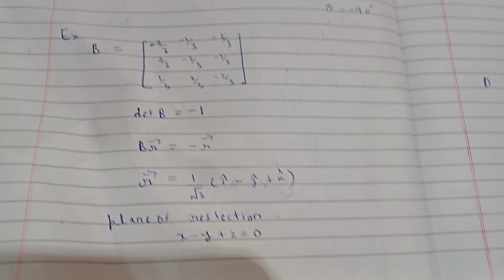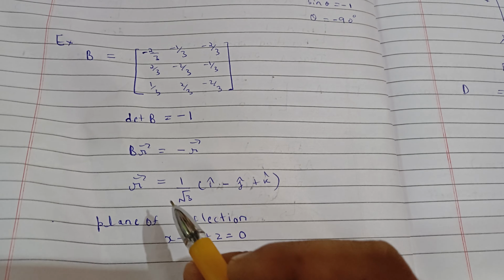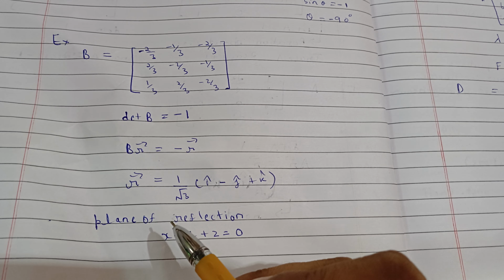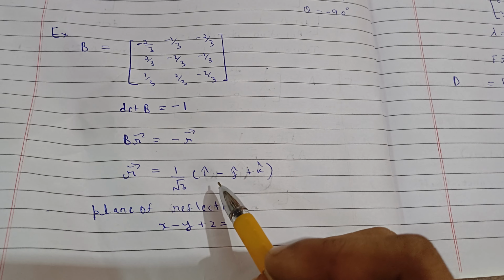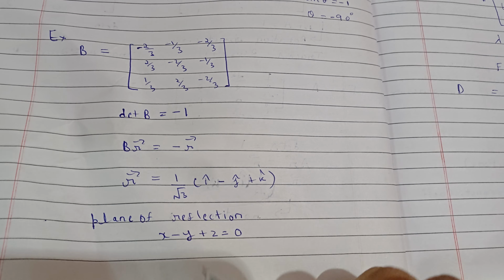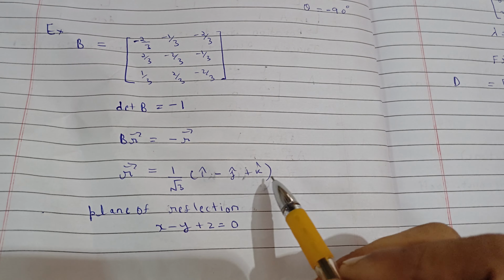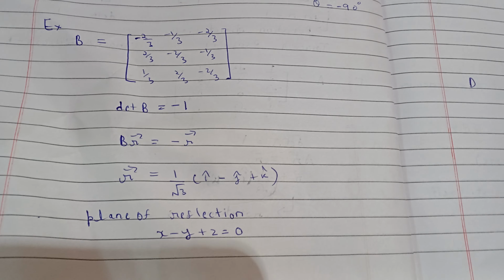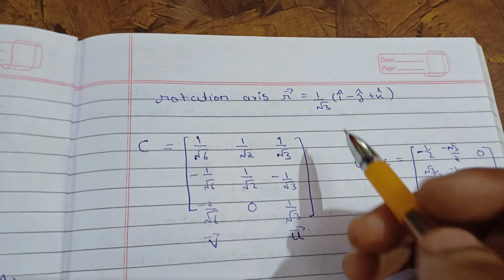Now to find the plane of reflection, what you will do, just take a R vector in the plane, xi cap plus yj cap plus zk cap, and the dot product with this will give you 0 because this is perpendicular to the plane of reflection. So you will get this equation x minus y plus z equal to 0. So this is the plane of reflection, and you have the rotation axis.